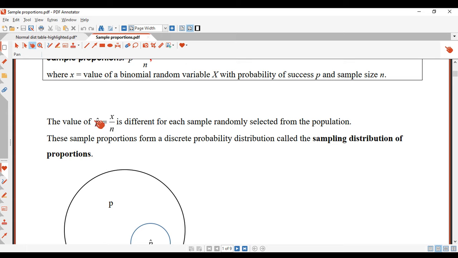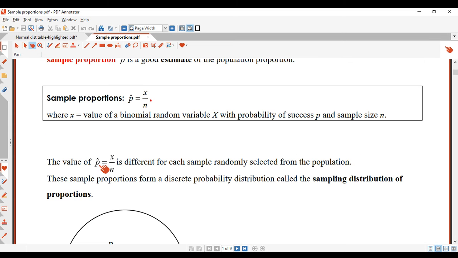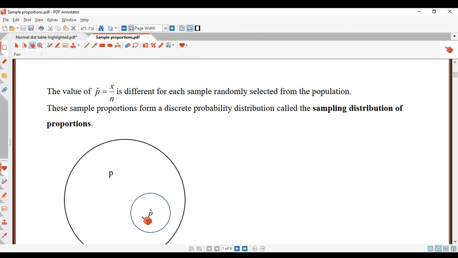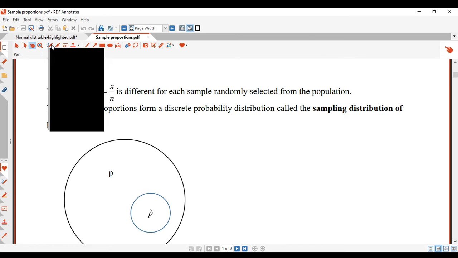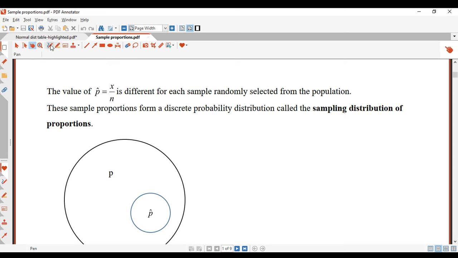Now, the value of p hat, of your sample proportion, will be different for each sample. So here's one sample, I can take another sample, but every time I take a sample, I should be getting something slightly different, different numbers involved. So if I take another sample, the symbol is P with a little hat on the top. So that sample will be different to this sample. Each time I do my sample and I use my formula to calculate what P hat is, remember n is the sample size, then my values will be slightly different.